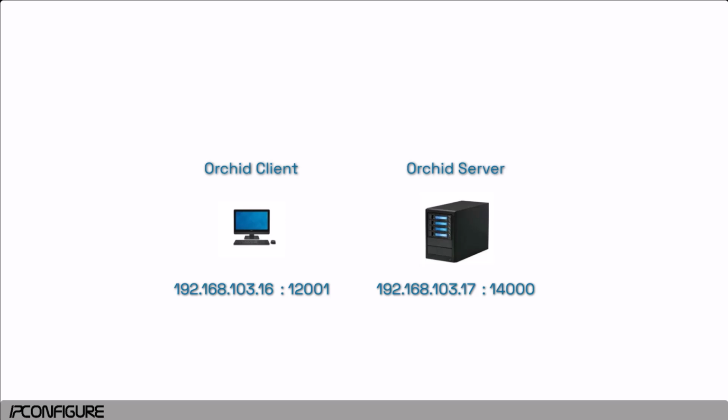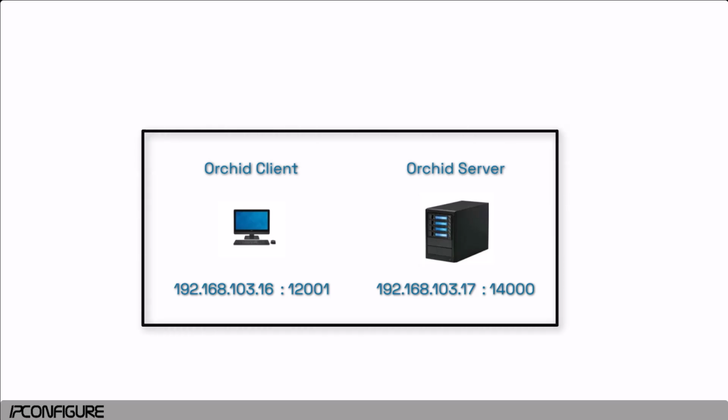Okay, back to our Orchid Recorder server and client. Once we have an IP address and a port for the client and the server, we have a candidate pair. Now we need to see if these candidates are compatible so they can communicate.